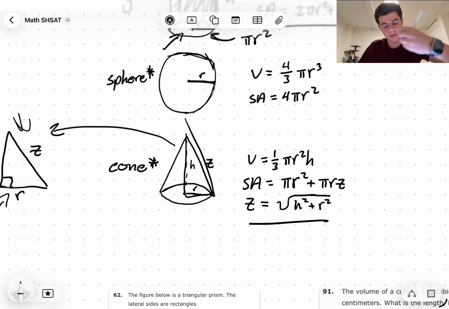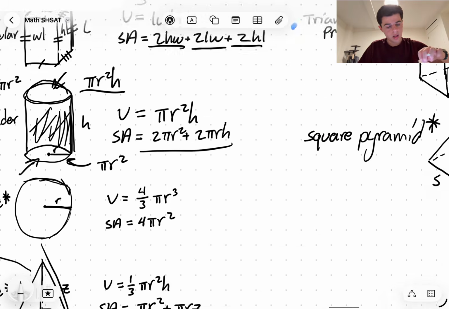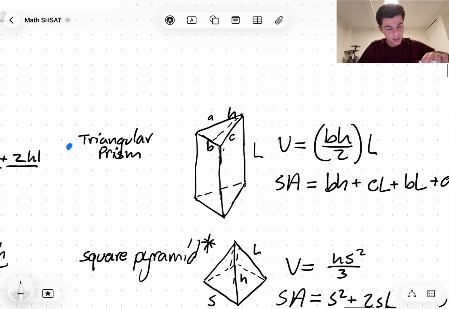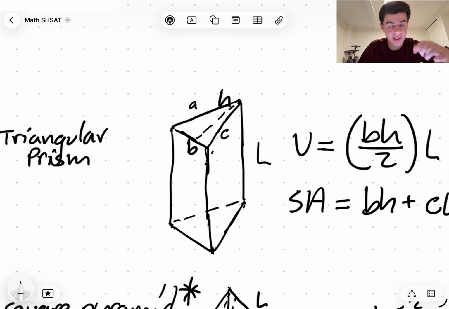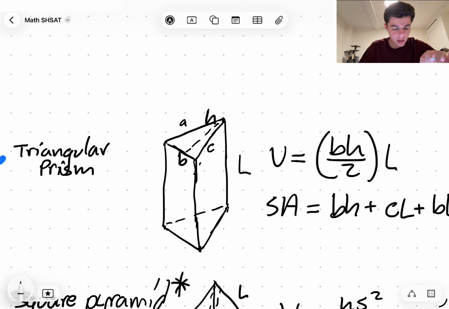And that's what this relationship shows here. Okay, next we have a triangular prism. This is an important one. It does get tested on, but again, this one can be derived on your own.